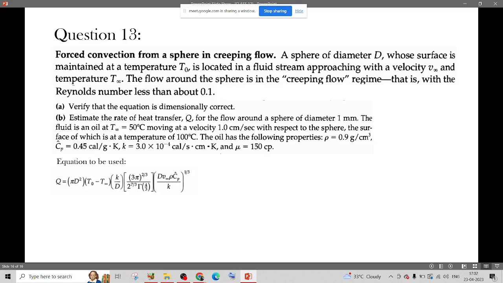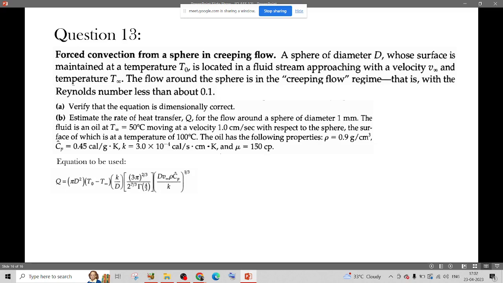The fluid is an oil at T infinity equal to 50 degrees Celsius, moving with a velocity of 1 centimeter per second with respect to the sphere, the surface of which is at temperature 100 degrees Celsius, and the oil has the following properties as given. And the equation that is required to be used is also given here.